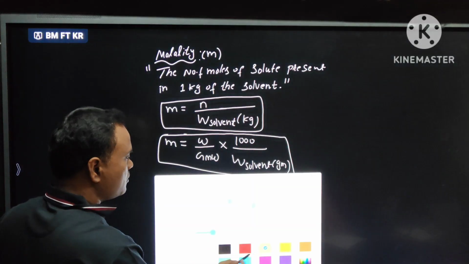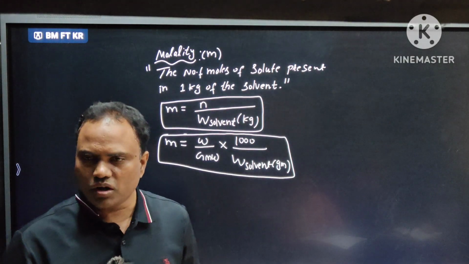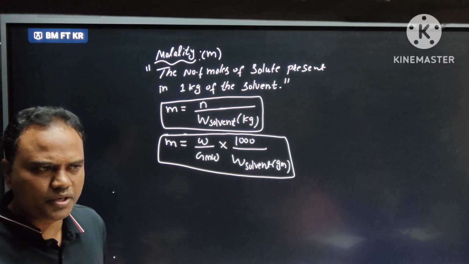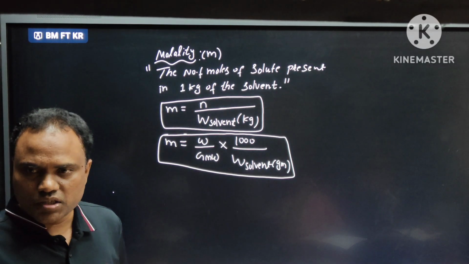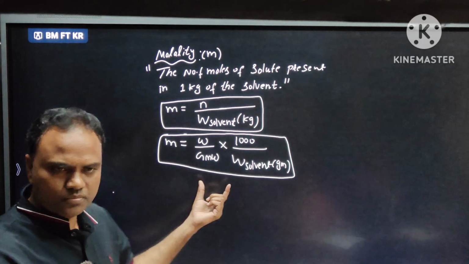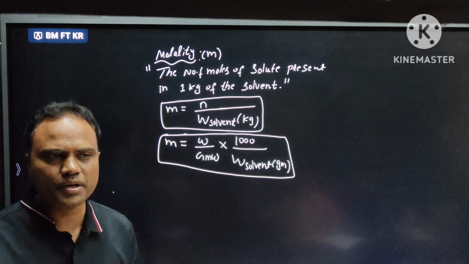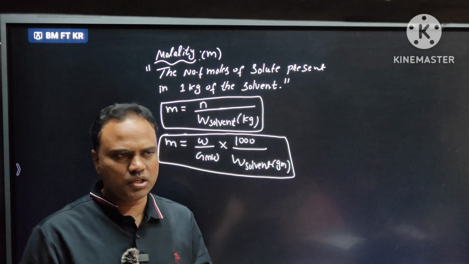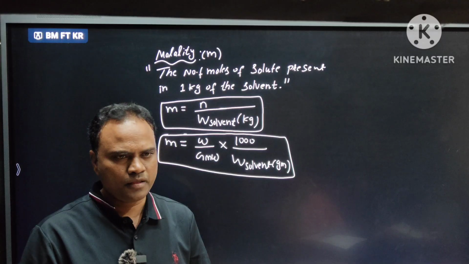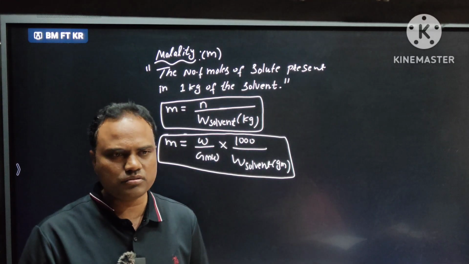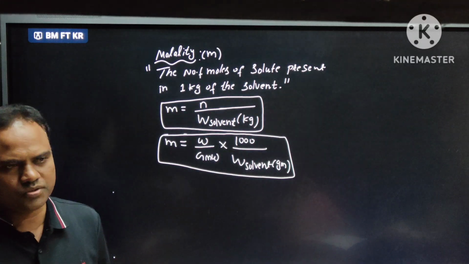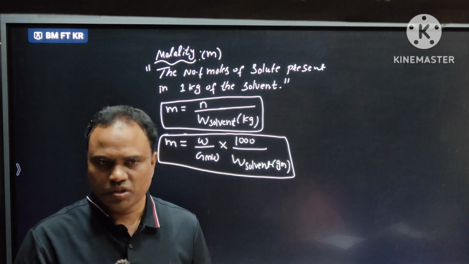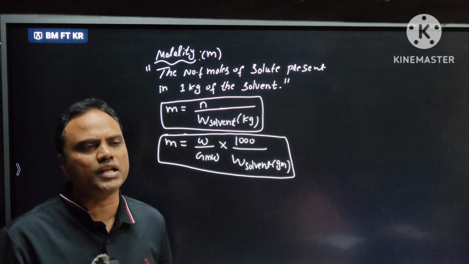See, in molality all are weights only. Is there any volume term? No. Is it temperature dependent or independent? Independent. So it is temperature independent. In molarity and normality, volume terms are there, so volume will change with the temperature, and we won't get accurate values during experiments at high temperatures. So the best preferred concentration term is molality.